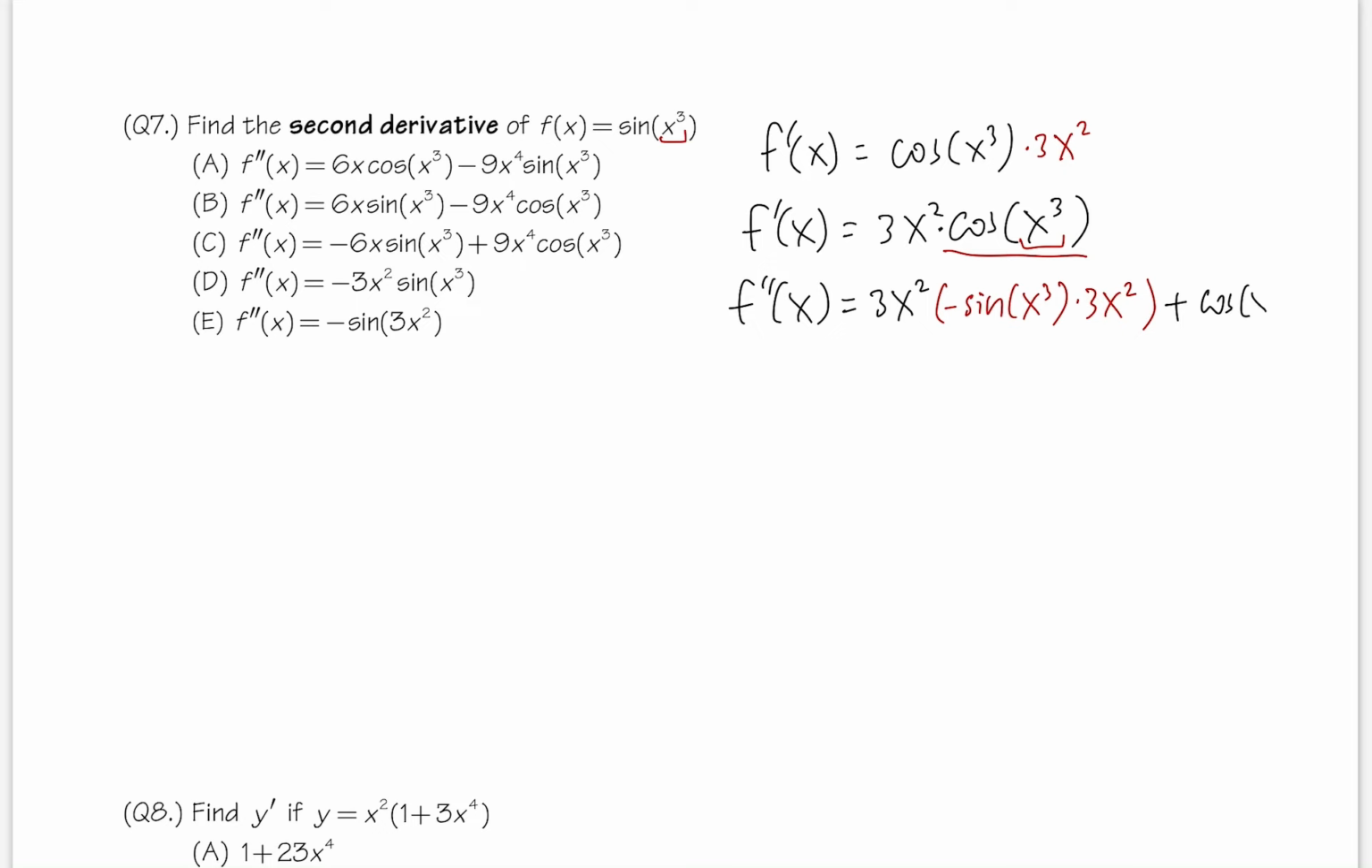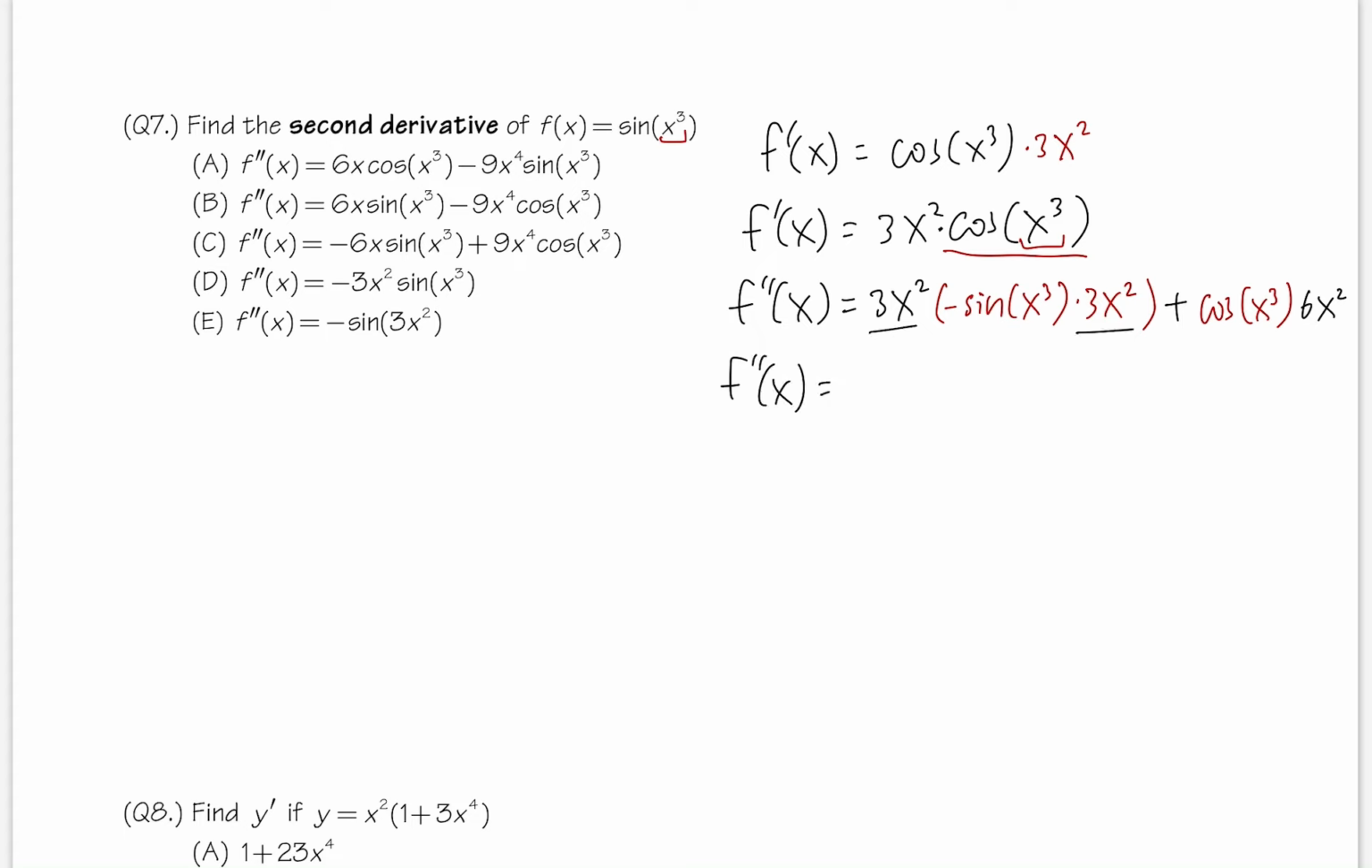And let me write this down in red because I did that earlier. So the second function is cosine of x to the third power. And we multiply by the derivative of the first function. The derivative of 3x squared is 6x. That's pretty much it. Well, at the end we can actually simplify this a little bit.